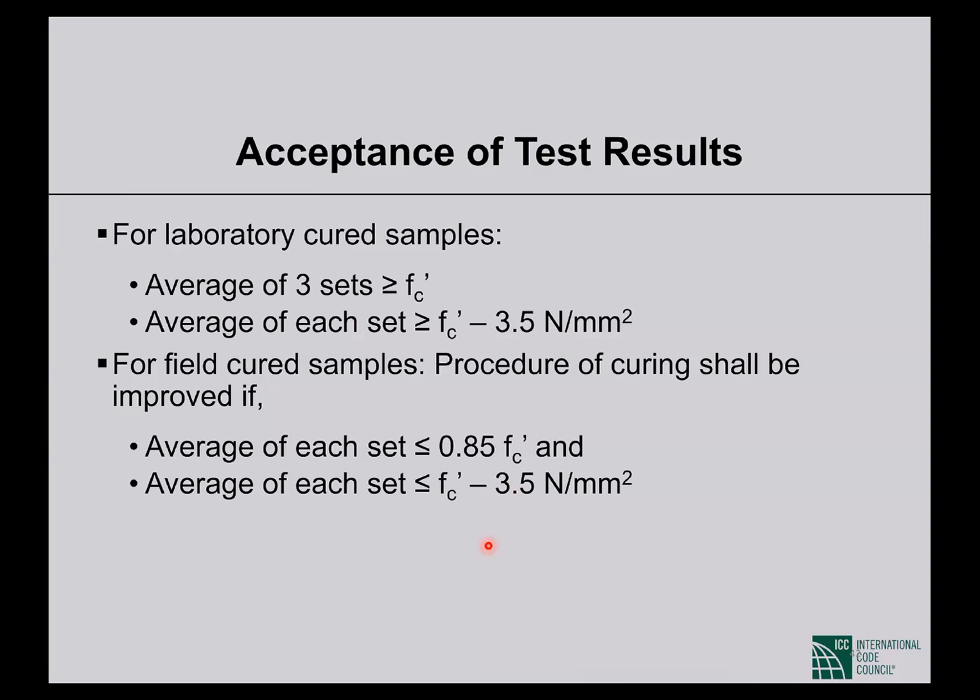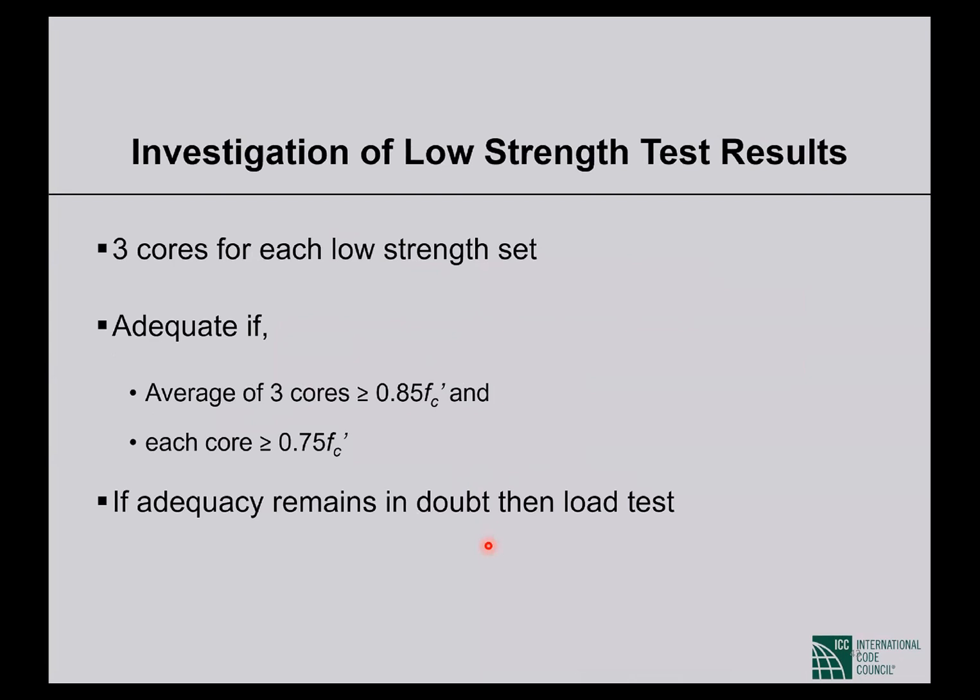Now, even after that, if the concrete strength is low enough that the criteria are not met, what to do? Just demolish the structure? No, still you have other things to do. You can cut cores, take core samples, and if the average of 3 cores is greater than 85% of fc prime, then that's okay. It doesn't have to be greater than fc prime, just greater than 85% of fc prime is okay. And each core must be greater than 75% of fc prime.